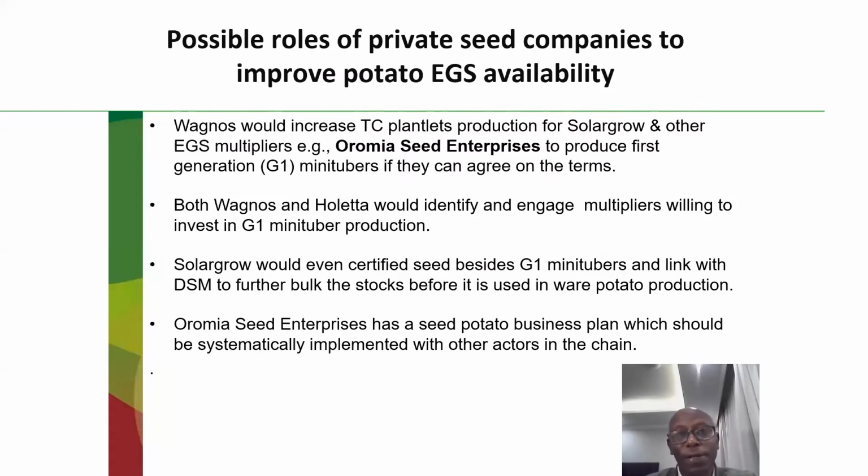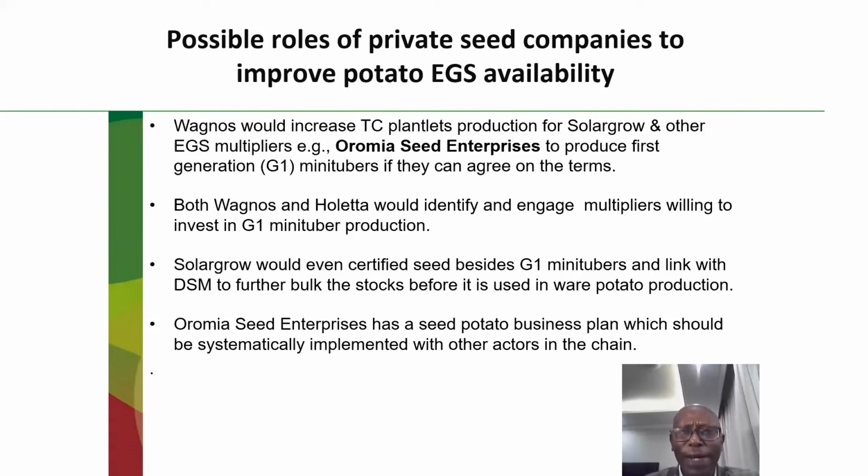So if we have to increase early generation seed production, we've got to bring other actors on board. After all, we have been depending on Holeta and other research centers to produce and deliver seed potato, and that's not going to be sustainable with the demand for seed that is all over. However, we may increase private actors, and we think that Wagnos would increase tissue culture plant production, and link with Soragro and other EGS multipliers, e.g. Oromia Seed Enterprise, to produce first generation mini tubers if they can agree on the terms of engagement.